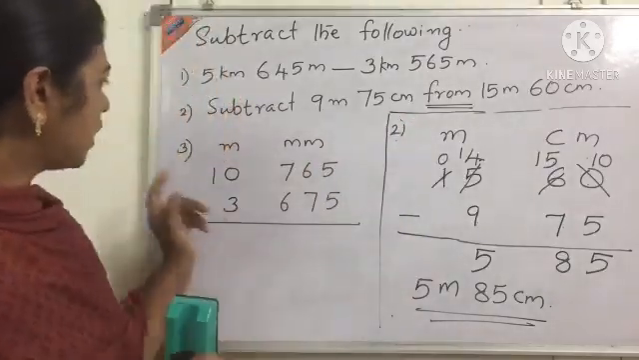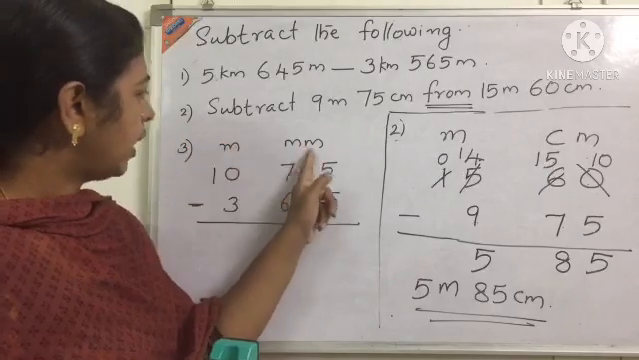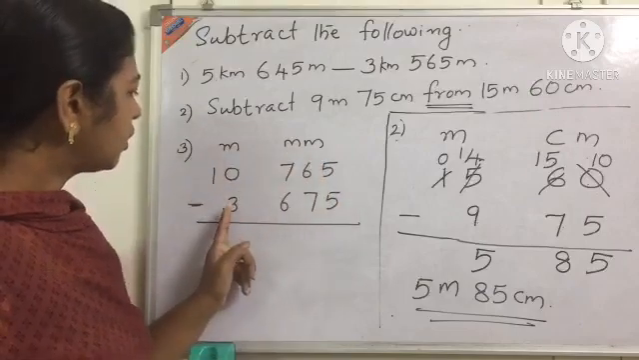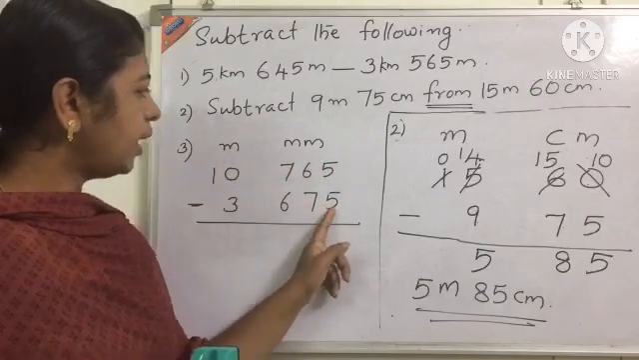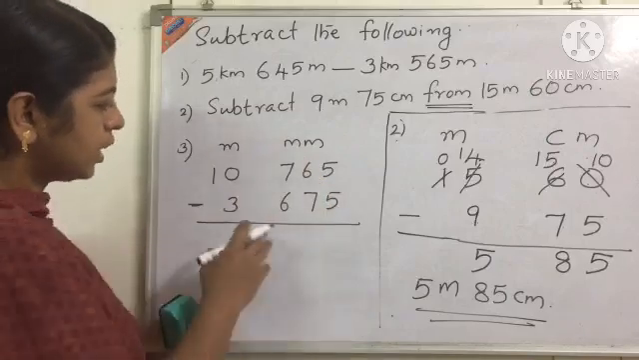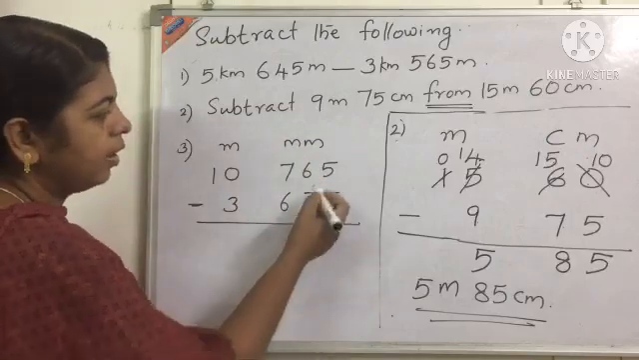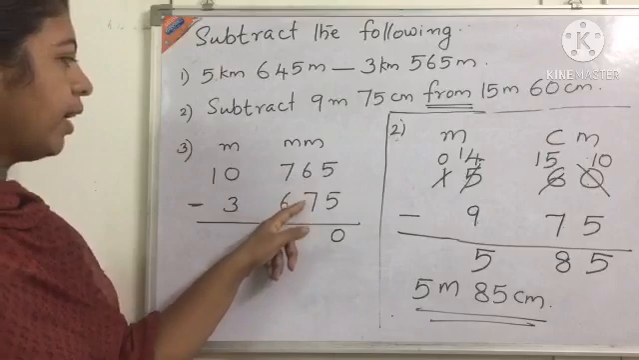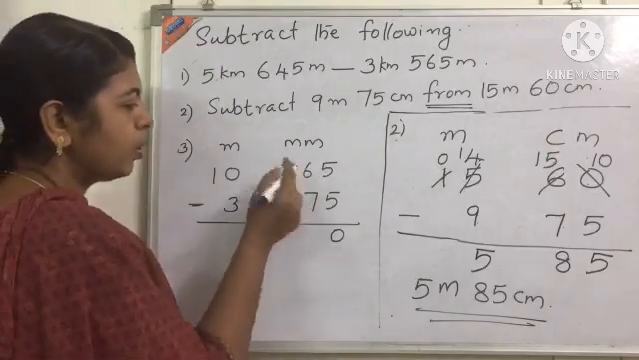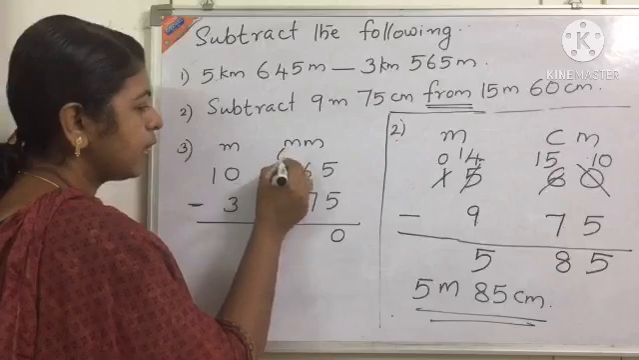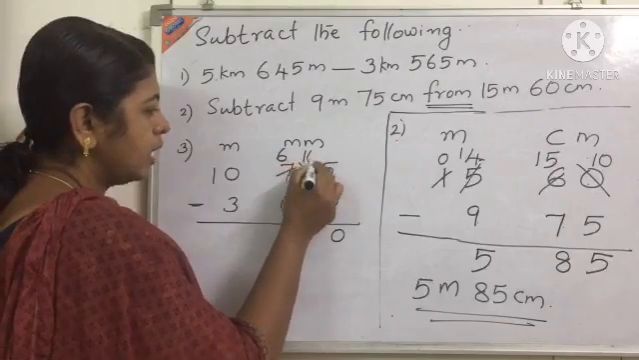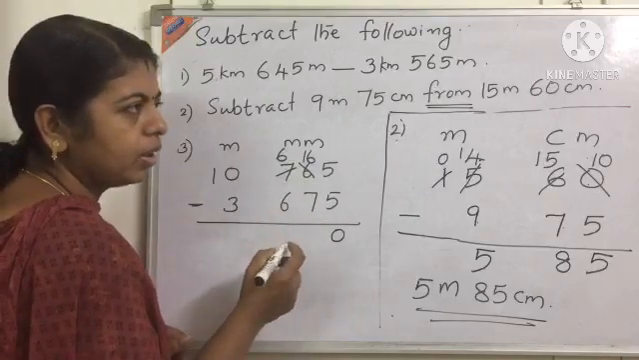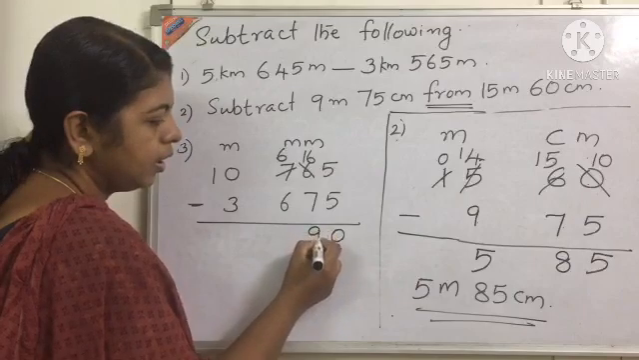Then the third question, meter and millimeter. It's 10 meter 765 millimeter, then 3 meter 675 millimeter. We can do this question here itself. 5 minus 5 is 0. Then 6 minus 7 is not possible. The upper number is small, so we take 1 from here. It becomes 6 and it becomes 16. Then 16 minus 7, count. How much did you get? It's 9.